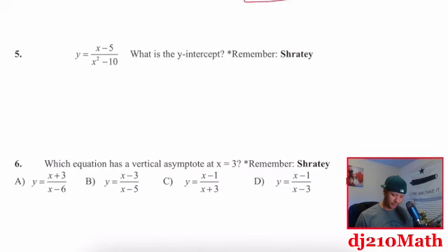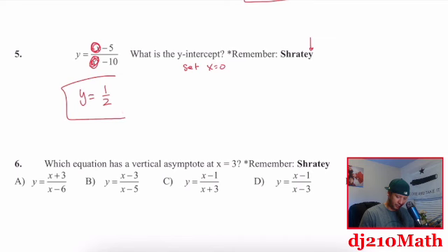Y-intercept. This is the Y in the acronym that we teach. Set x equal to 0. So when x is 0, what does y equal? So y is equal to -5 over -10, which is basically positive 1/2. Right? Negative divided by a negative is a positive. All right.